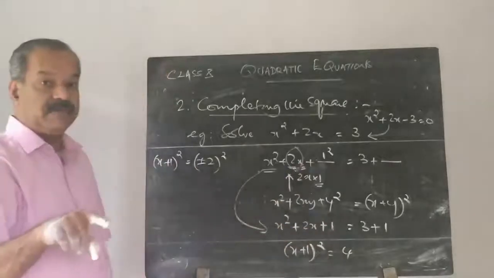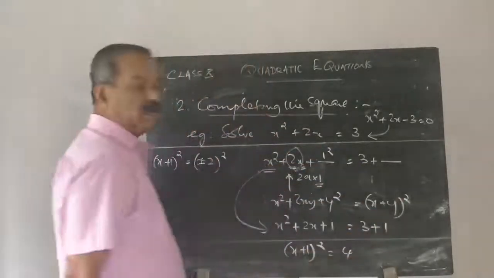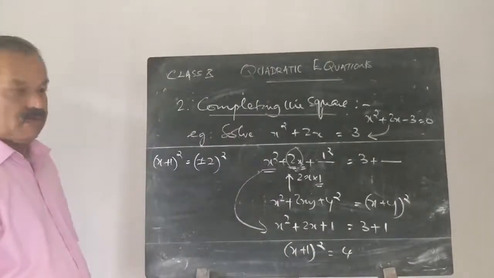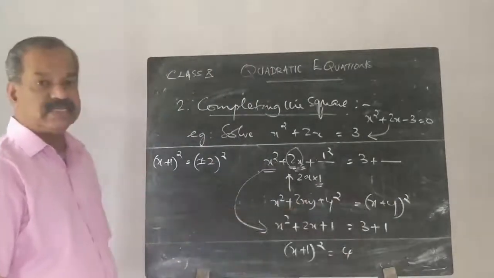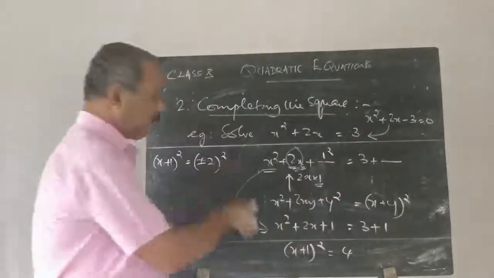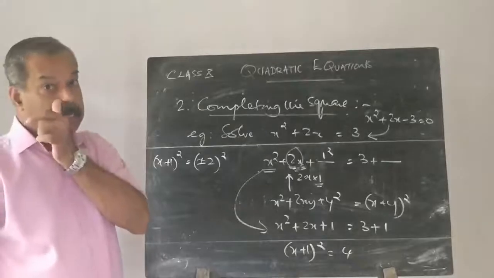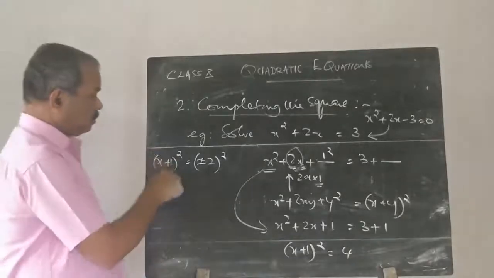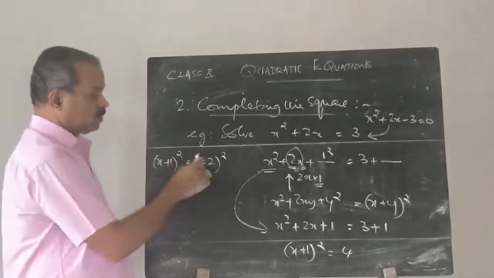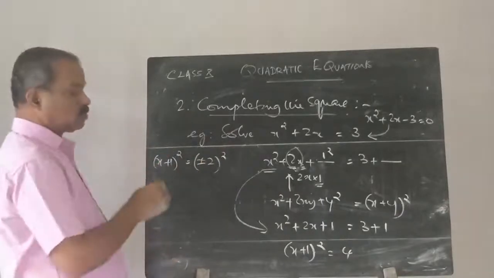At the same time, we change the right hand side also into a square number, 4, by adding the same number. We are adding the same number on both sides. Then LHS becomes a square number, RHS also becomes a square number. Now, let us simplify this. X plus 1 the whole square equal to plus or minus 2 the whole square. Both are square numbers. Now remove the square.